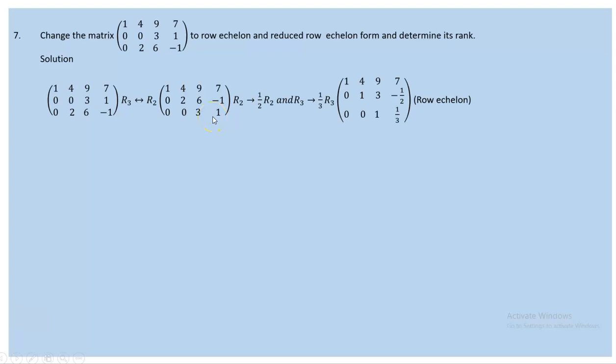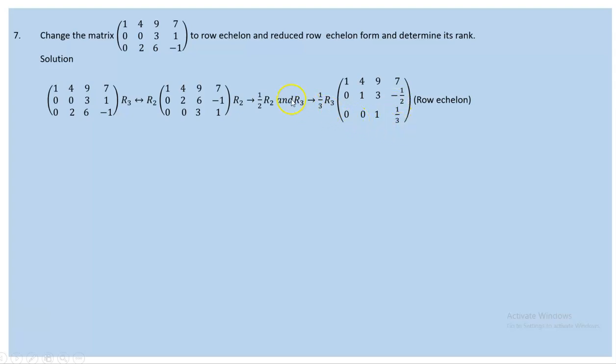Now we need to create a mechanism where we can have 1 for the leading term. For that, let's divide the second row by 2. If I divide the second row entries by 2, I get 0, and this divided by 2 is 1, this divided by 2 is 3, and here minus 1 over 2 comes. This is clearly written in the right matrix, as you see. And here also we can divide the last row by 3 to make the leading entry 1, so I get 0 0 1 and 1 over 3.